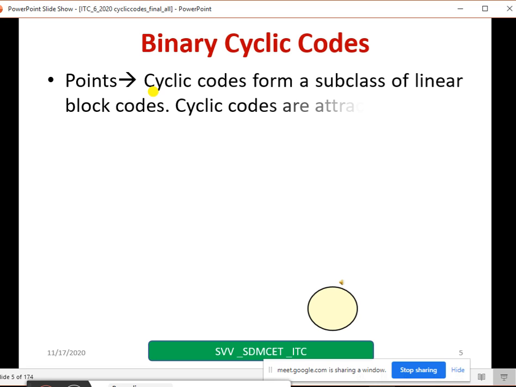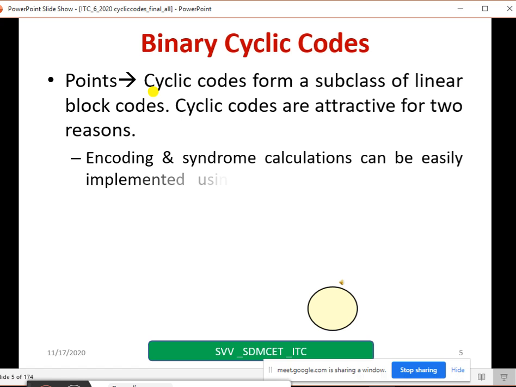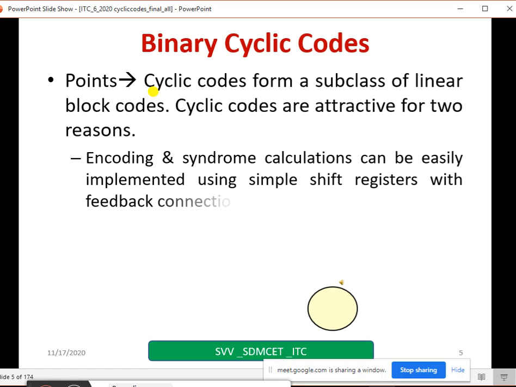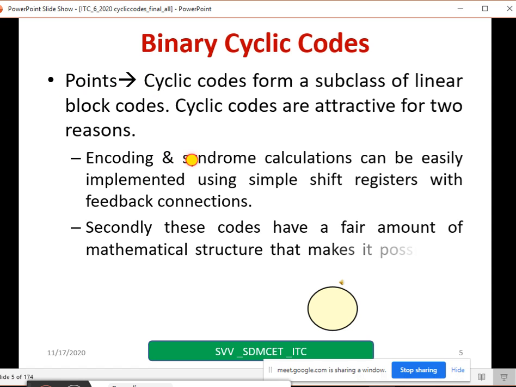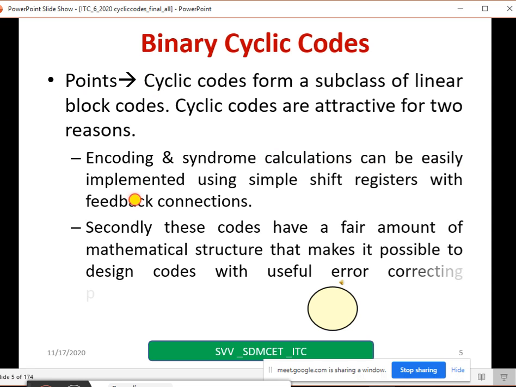Binary cyclic codes. Cyclic codes form a subclass of linear block codes. Cyclic codes are attractive for two reasons. What are those? Encoding and syndrome calculations can be easily implemented using simple shift registers. These we are going to discuss with examples, with the feedback connections.